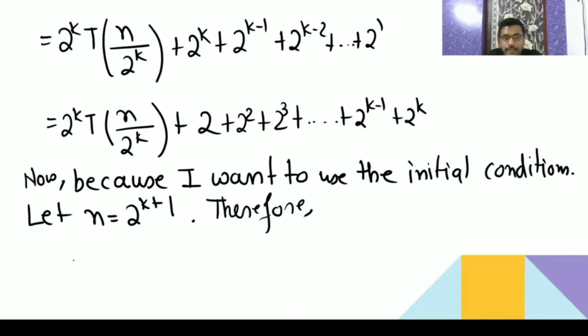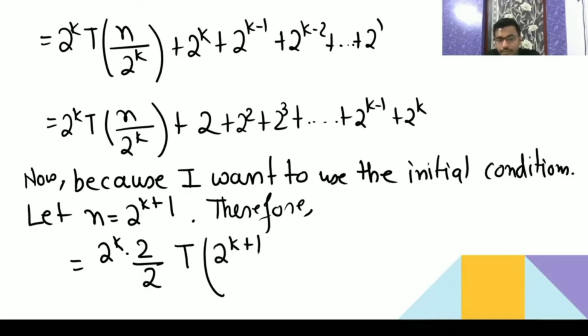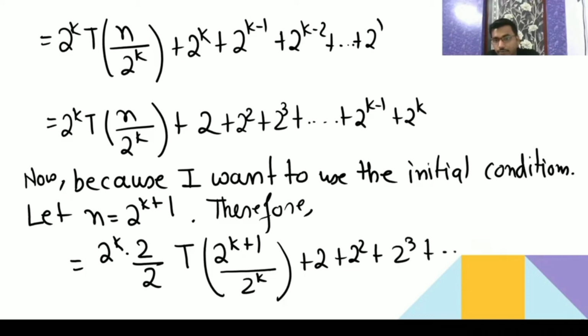Here, what I am doing is multiplying with 2 and dividing by 2, so it's going to be 1 only. That's why I'm doing it. Now in place of n, I am writing 2 to the power k plus 1 in the expression: 2 to the power k, then 2 square, then 2 to the power 3, up to 2 to the power k minus 1 plus 2 to the power k. Is it done? Can I go to the next slide?